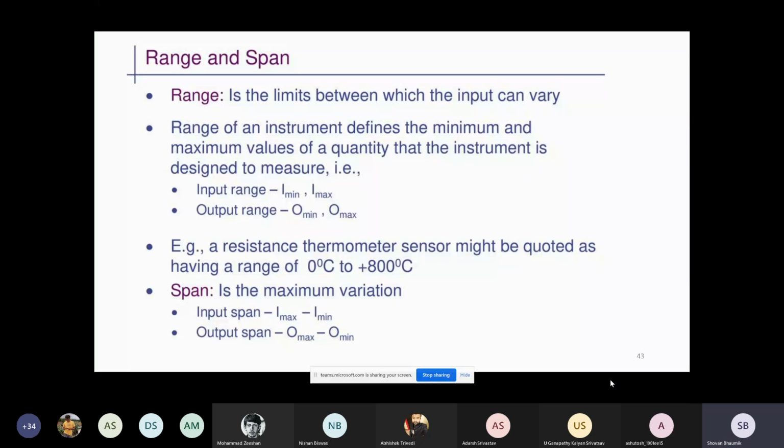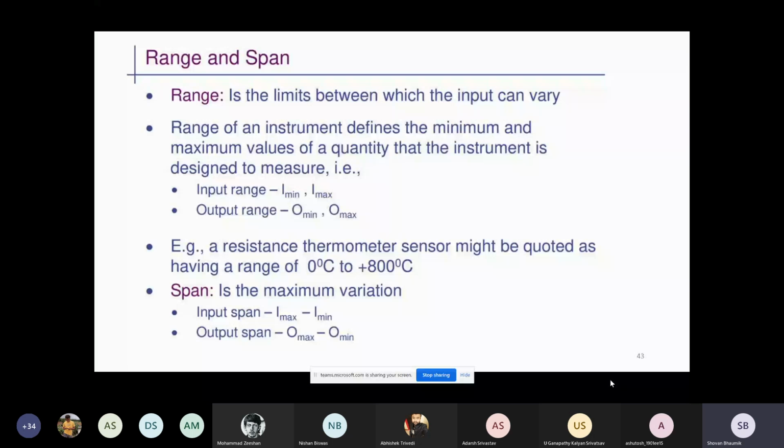Now suppose you want to measure 0 to 5 volts and you have an instrument whose range is 0 to 200 volts. Can you use it? Obviously you can use it, but your measurement will not be so accurate, because your full scale reading will be 5 volts and that will cover a very small part of your instrument's range. So it is also not good to use such an instrument in your application.